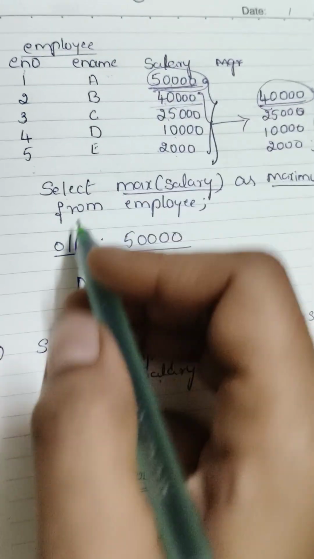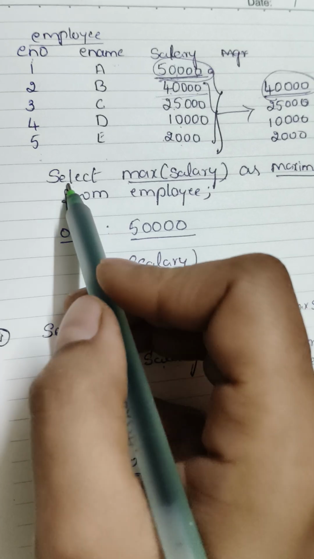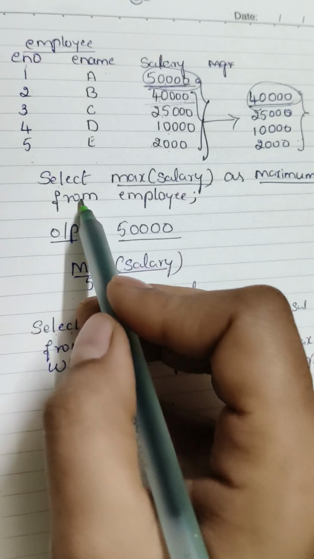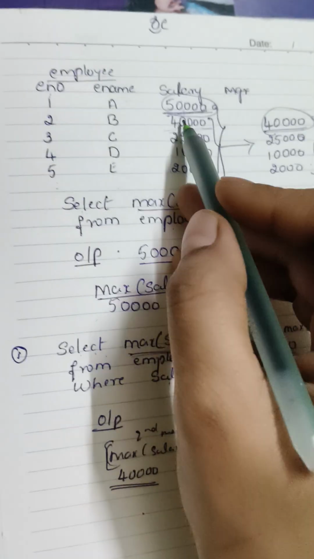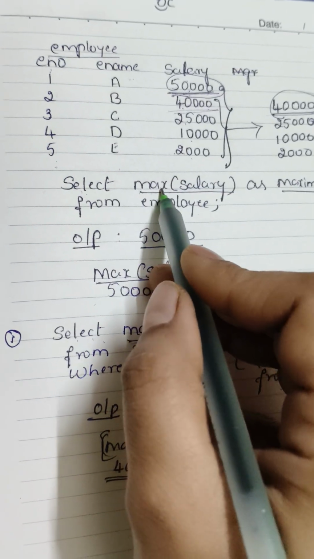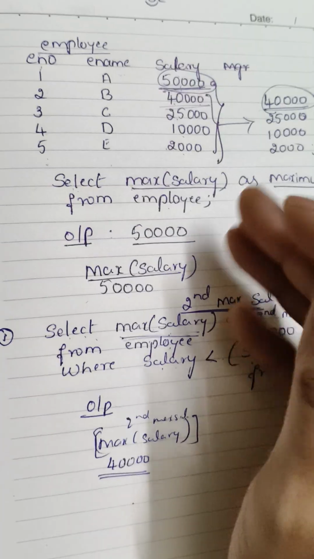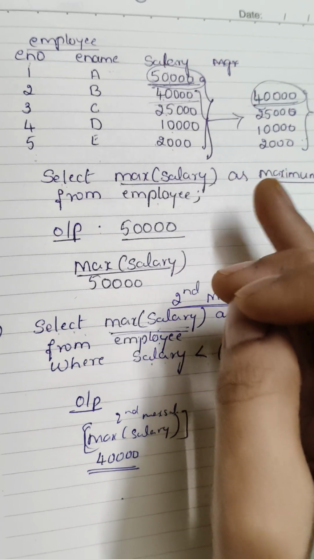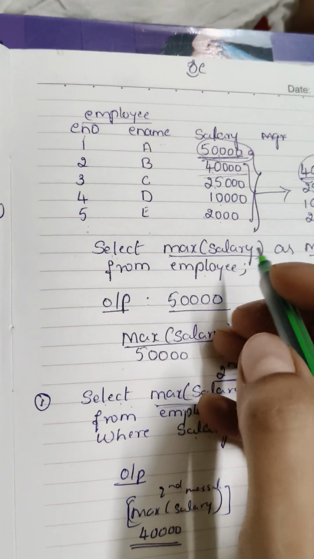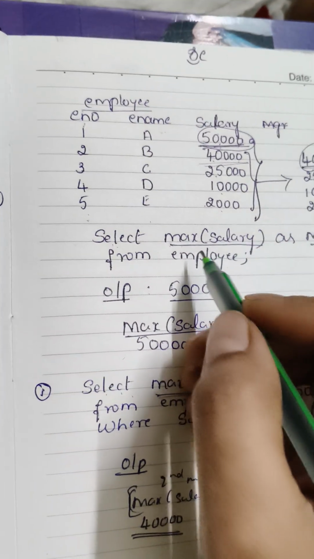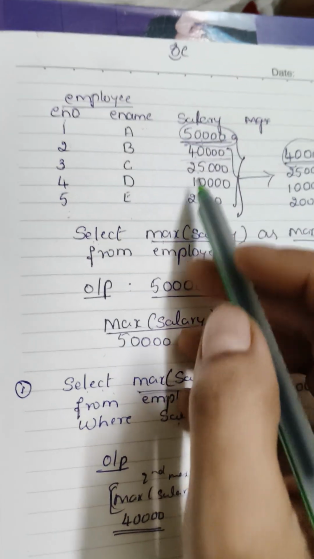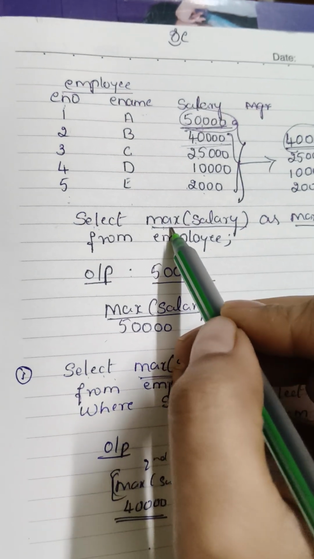By finding the first maximum salary with the aggregate function, the query will be like this: select max of salary from employee table. If you want to find the maximum salary, you have to use this aggregate function. There are 5 aggregate functions: maximum, minimum, sum, count, average. If you want to find the maximum thing, you go for the maximum aggregate function.